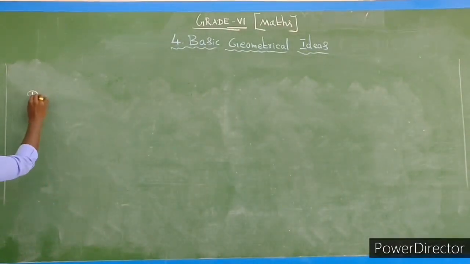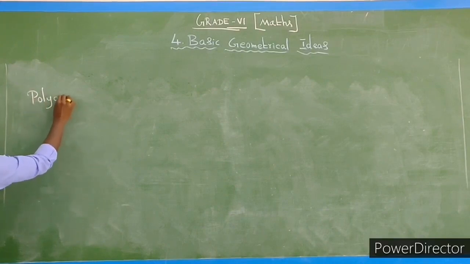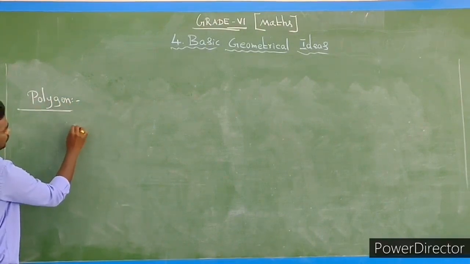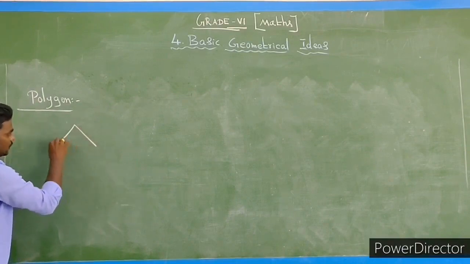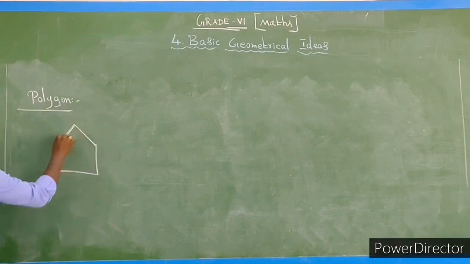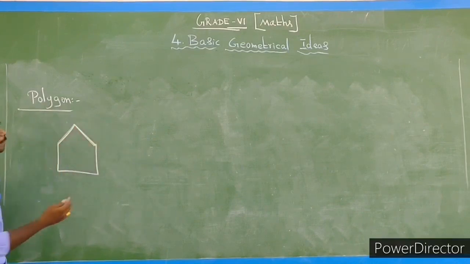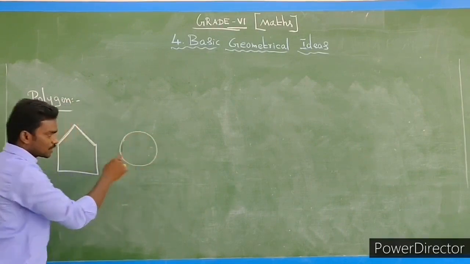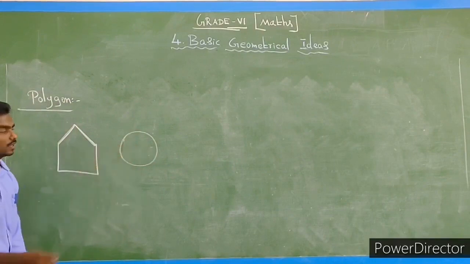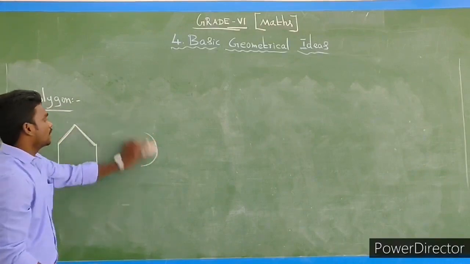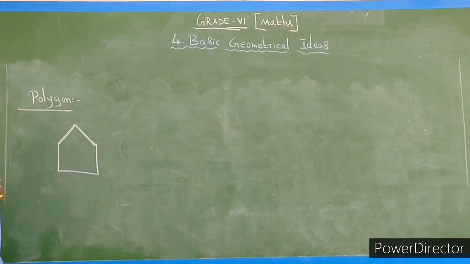Next, what is a polygon? A polygon is a simple closed curve with only line segments in it. See this. This is a simple closed curve, and all the sides are made up of only line segments, so it is called a polygon. See the circle. The circle is also a simple closed curve, but it is not a polygon because it is not made up of line segments. It is a curve only. A polygon is a simple closed curve made up of only line segments.